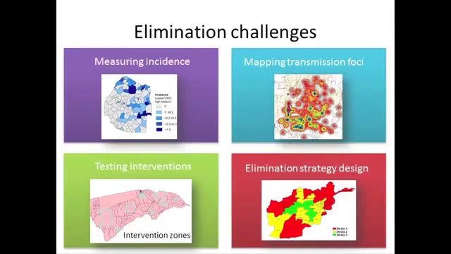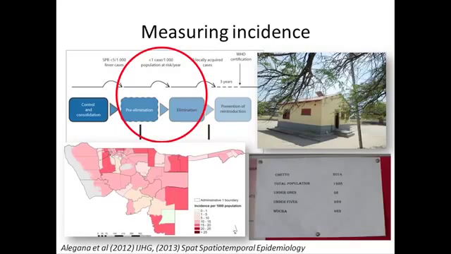I'm going to talk about some of the challenges that these different countries are facing in terms of measuring incidents, mapping transmission foci, testing interventions, and elimination strategy design. So first of all, measuring incidents. Here we have recommendations from the WHO. When you get to pre-elimination stage, you should be measuring incidents, the cases per 1,000 population a year.